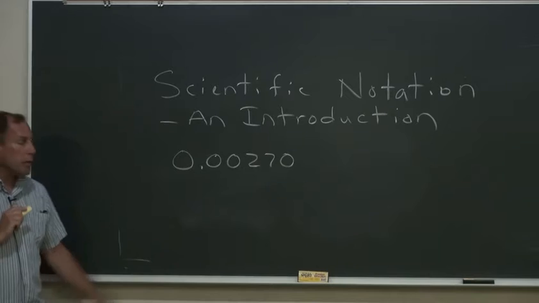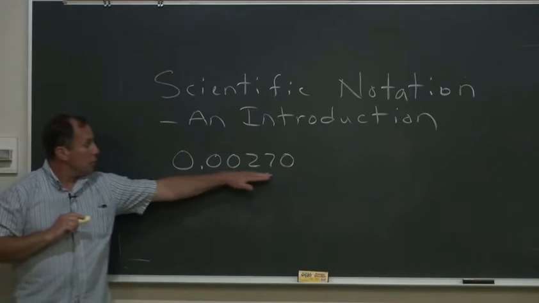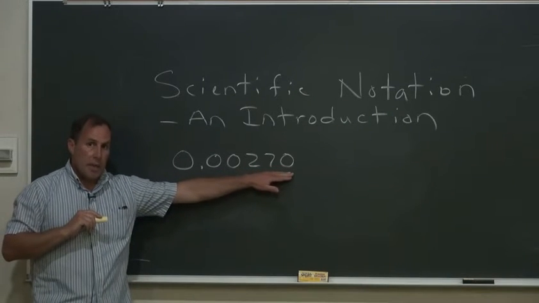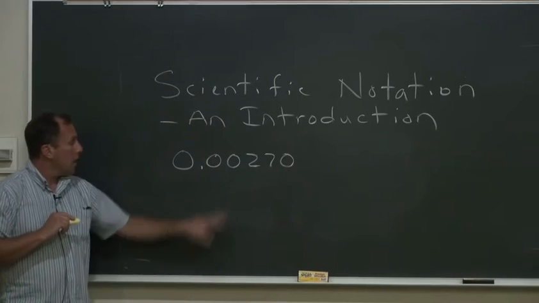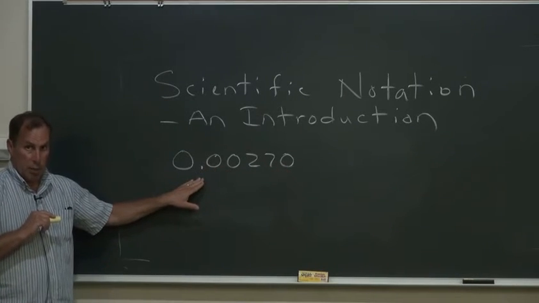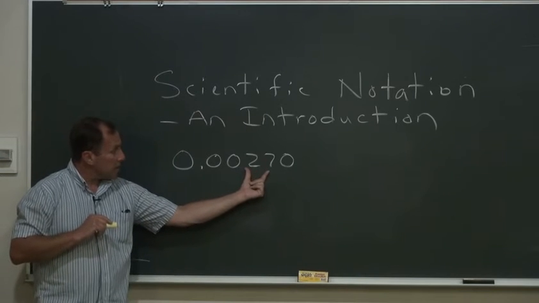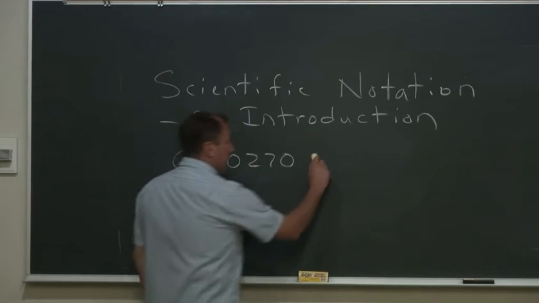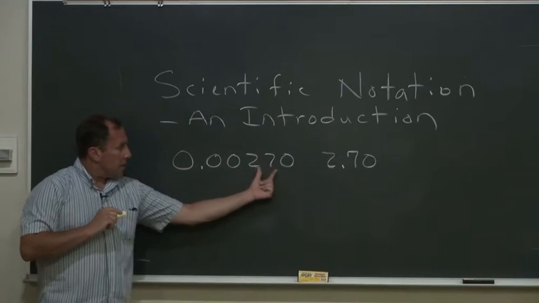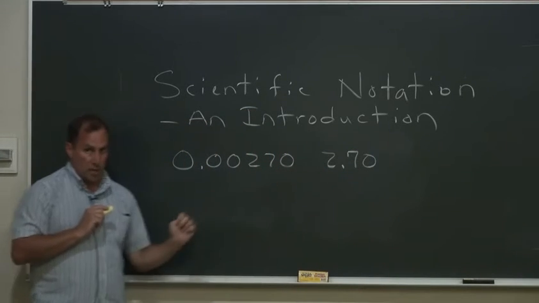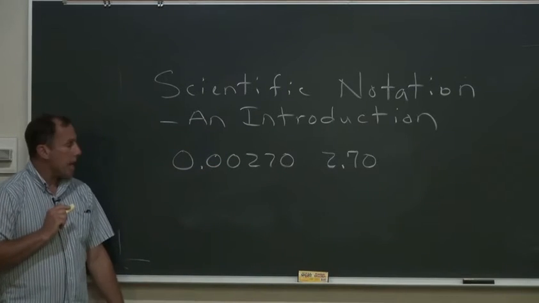Somebody provides a value of 0.00270. There are 3 significant figures in this value, the 2, the 7, and the trailing 0. These zeros on the left are simply placeholders. I would like to express this in scientific notation. I'm going to write the value 2.70. The 2, the 7, the 0 are all expressed there. They're all significant, and I include the 0 at the end.